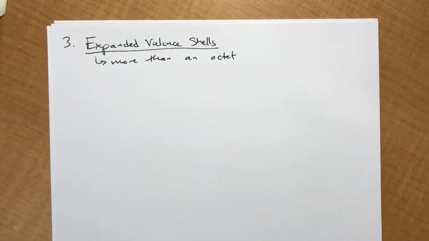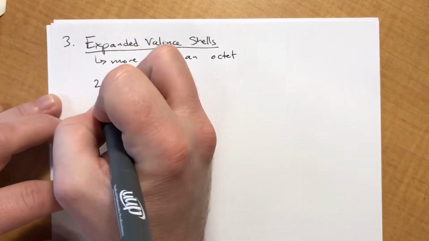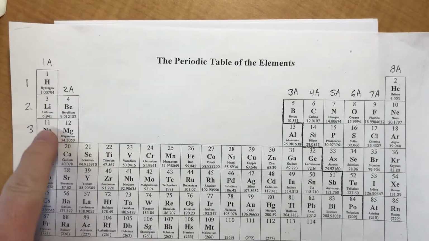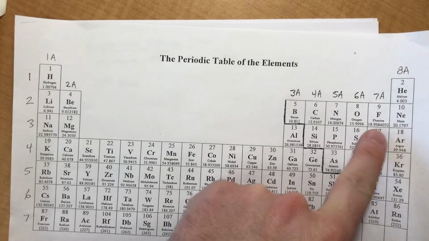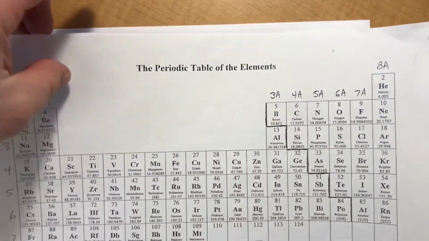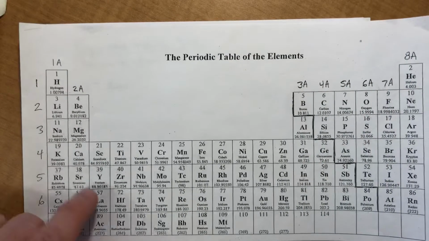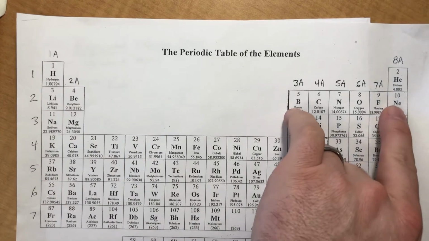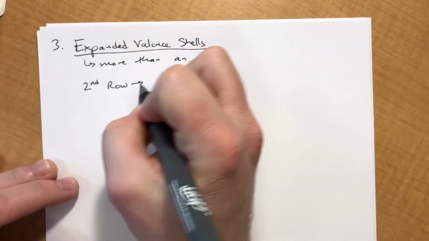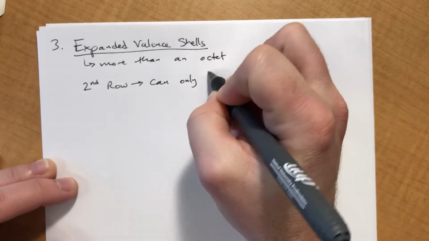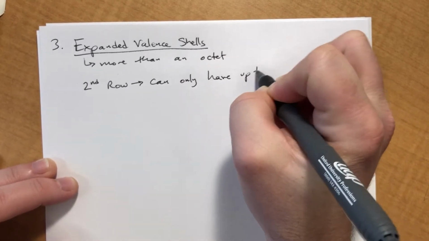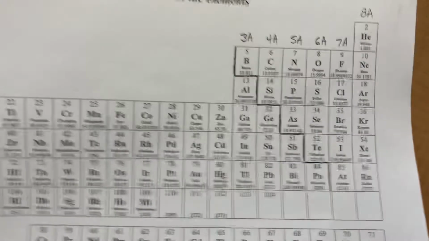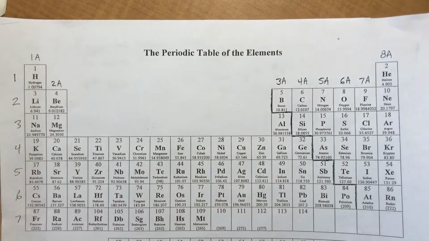Okay. It turns out that anything in the second row, lithium, beryllium through neon, so basically carbon, nitrogen, oxygen, the usual suspects, can only have up to 8 electrons because they only have an s and p orbital to work with. So that's 2 plus another 6, which would be 8. But it turns out that anything in the third row or below can violate the octet rule.